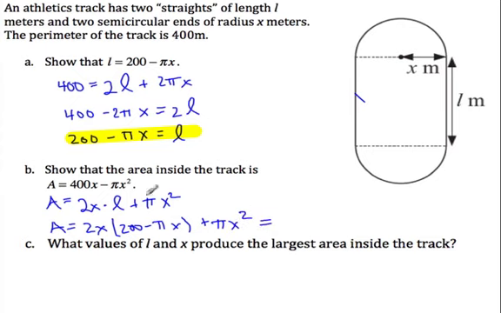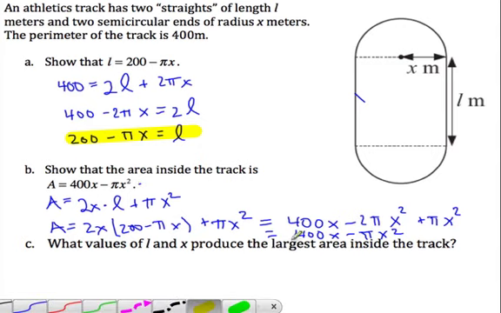Okay, let's simplify this. It should come out to this. We have 2x times 200 is 400x, minus 2 pi x squared plus pi x squared. And then that is 400x minus 2 pi x squared plus 1 pi x squared, which is a minus pi x squared, which is the exact same thing we have here.